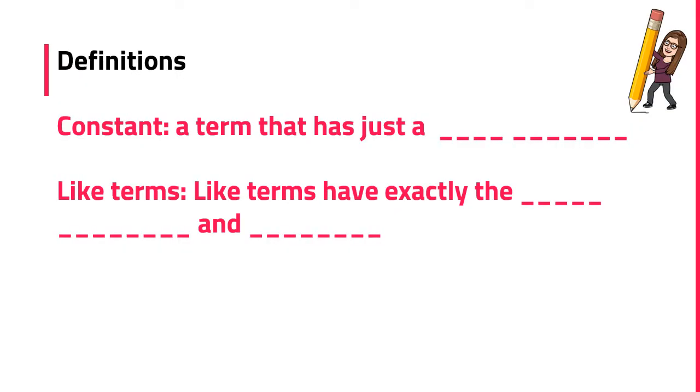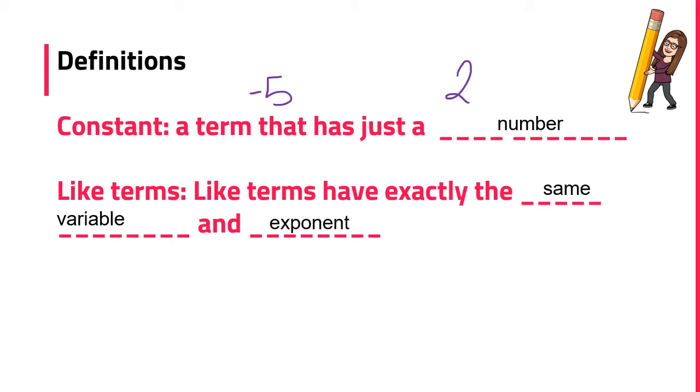Let's go over just 2 more definitions. Let's talk about a constant. A constant is a term that's just a number, so just a 2 or a negative 5. Like terms, here's what's going to be new for you. Like terms have exactly the same variable and exponent.